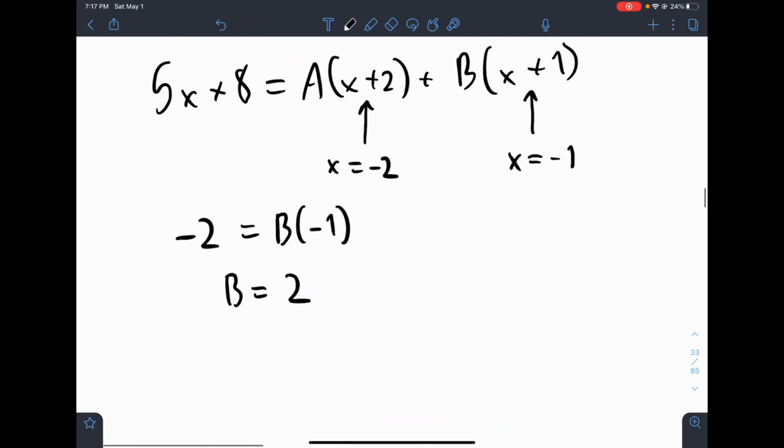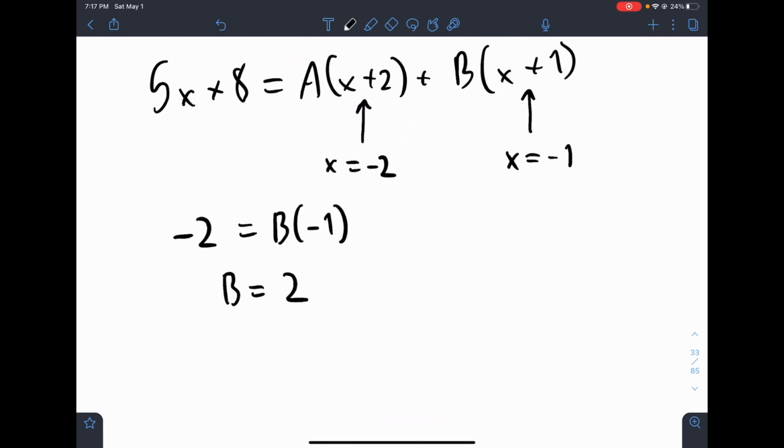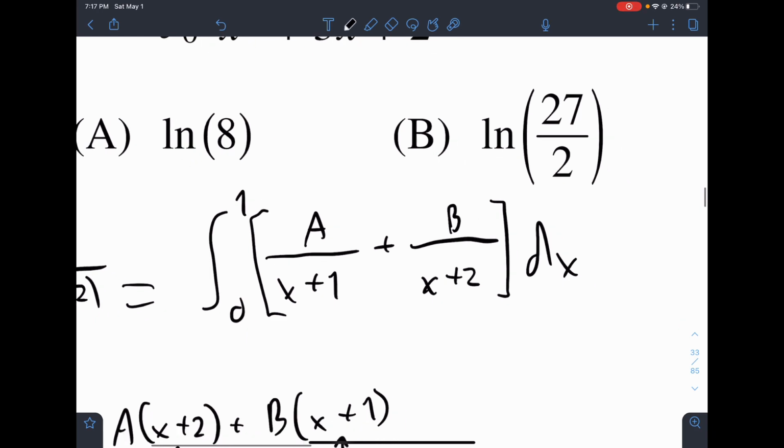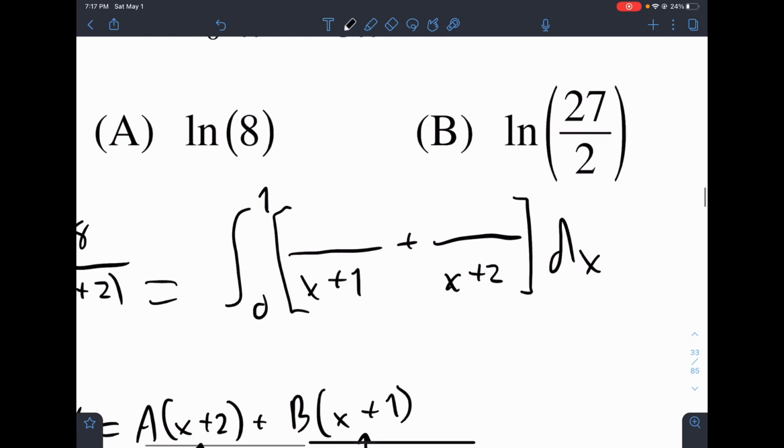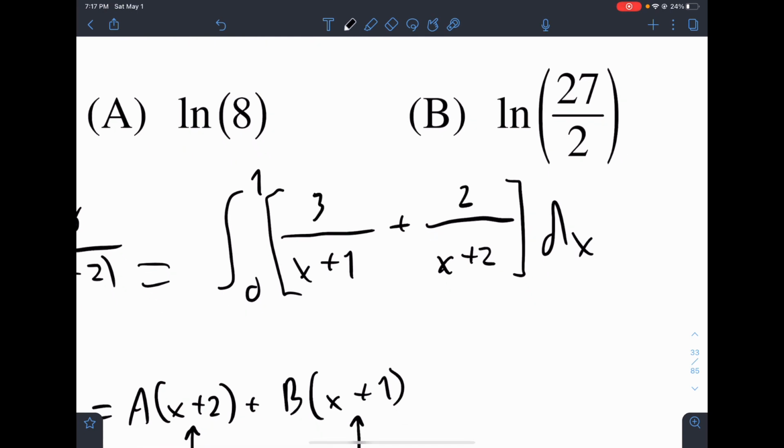So that's our b in this equation. Now we just have to find a. So now we'll set x equal to negative 1. That'll make the left side negative 5 plus 8, or 3. And this will equal negative 1 plus 2, that's 1. So a times 1. So a is just going to equal 3. So now we can rewrite a and b as 3 and 2.